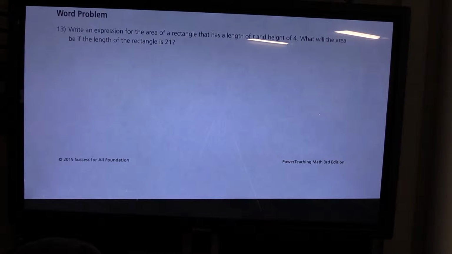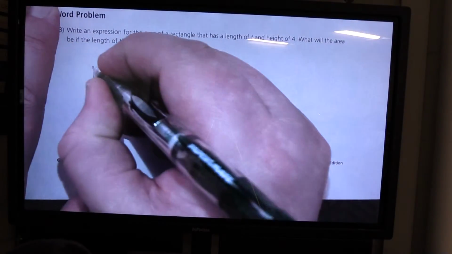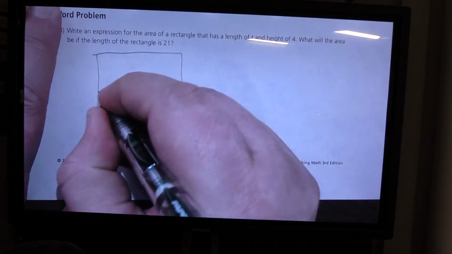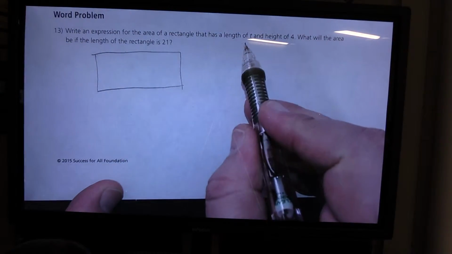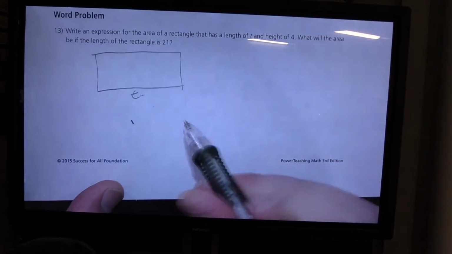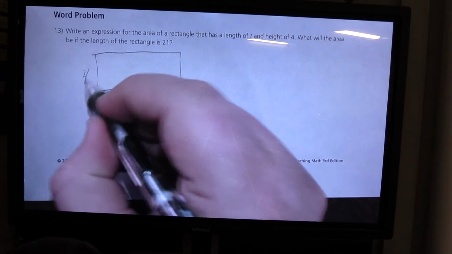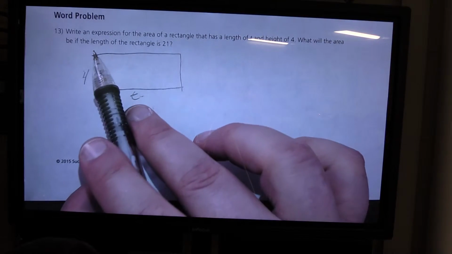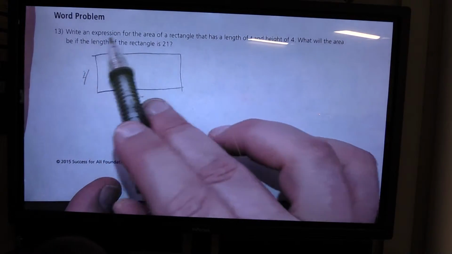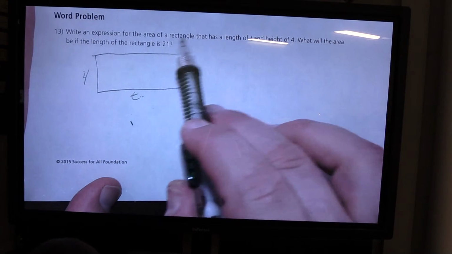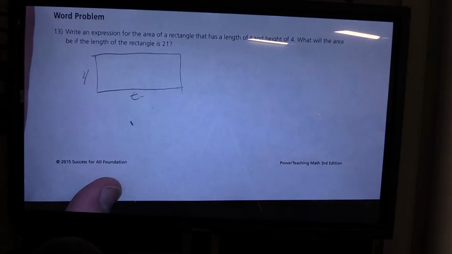Well, the first thing I'm going to do when I address this problem is I'm going to use thinking like a mathematician number 4. I'm going to make a model. I'm going to sketch out here a rectangle to start me off. And it says that it has a length of t and it has a height of 4. So it wants first an expression for the area of a rectangle that has those values.